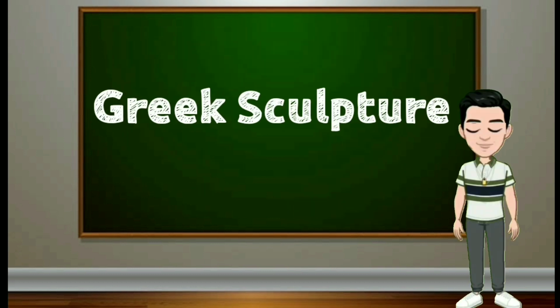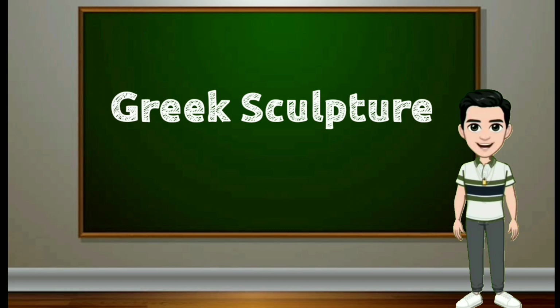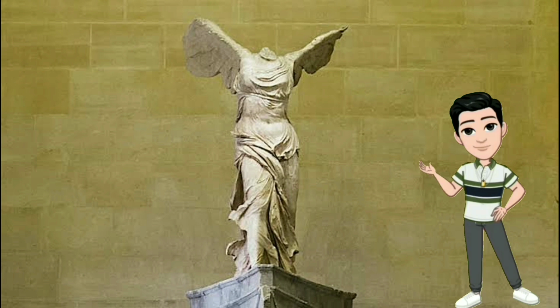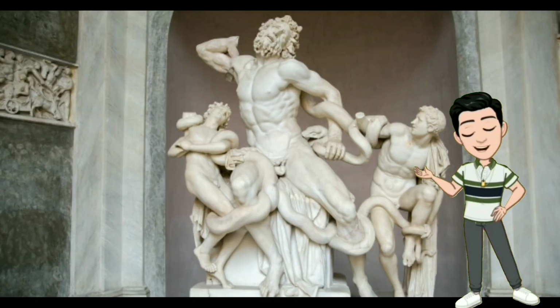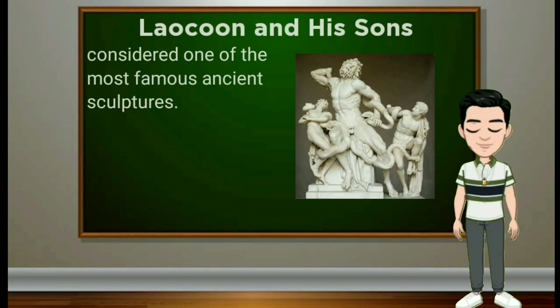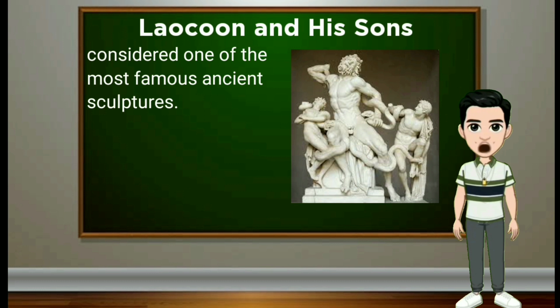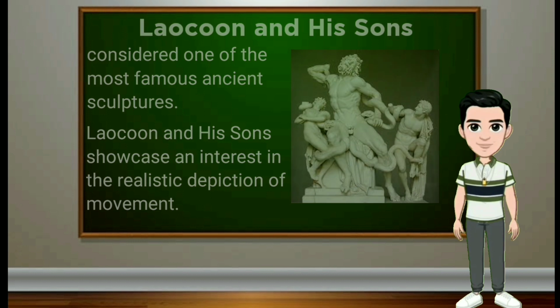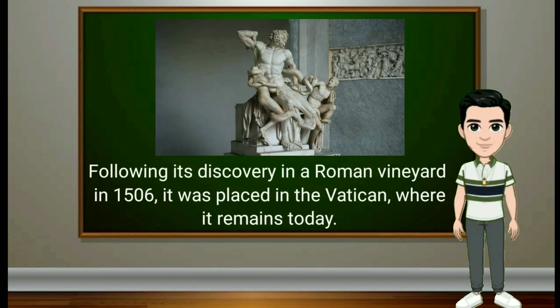Next is their sculpture. These are some of their famous sculptures: Venus de Milo, Nike of Samothrace, and Laocoön and his sons. So, we will focus on Laocoön and his sons because it is considered one of the most famous ancient sculptures. In true Hellenistic fashion, Laocoön and his sons showcased an interest in the realistic depiction of movement. Following its discovery in a Roman vineyard in 1506, it was placed in the Vatican where it remains today.